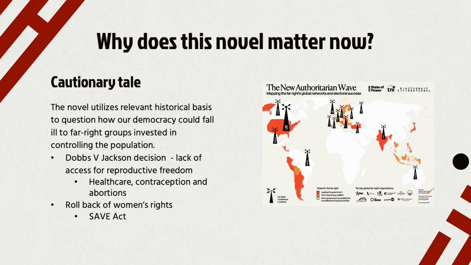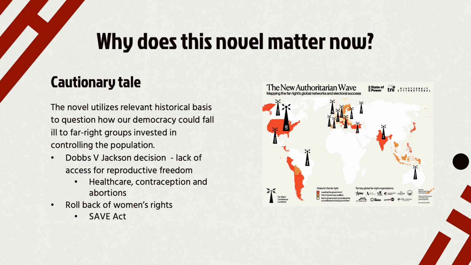Going along as to my interpretation of the novel, I think it's also important to acknowledge why this novel matters now in our current contemporary society and modern culture. I think it's necessary to read books like these and novels that tackle issues such as these, as they serve to be cautionary tales for what could possibly come in our future. This novel uses historical facts and historical basis to question the fragility of our democracy and how it could fall ill to far-right groups across the globe, including in the US.